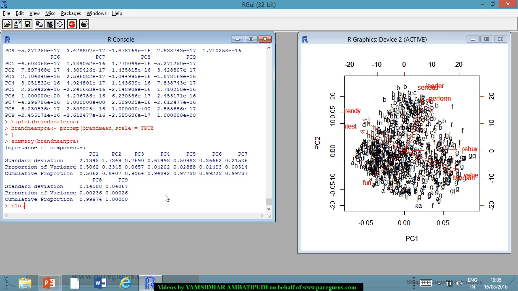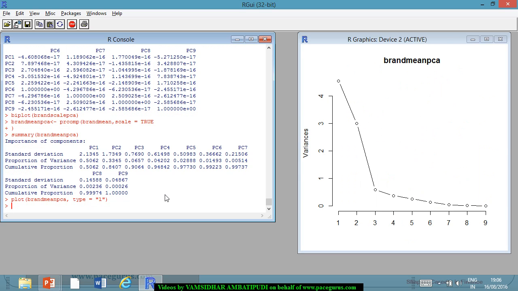Even when I am doing a scree plot for this, for brand mean PCA, where I am setting my type equal to L, a line chart, I could clearly see that after 2 components there is a kind of flat. So here the first 2 components are themselves sufficient for me when I am doing it on the mean values.